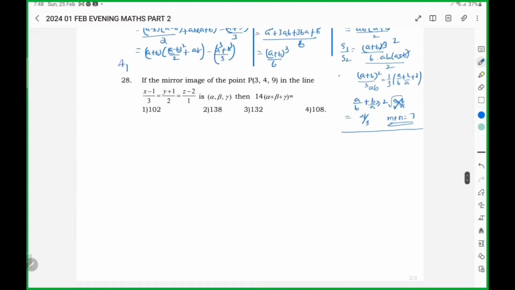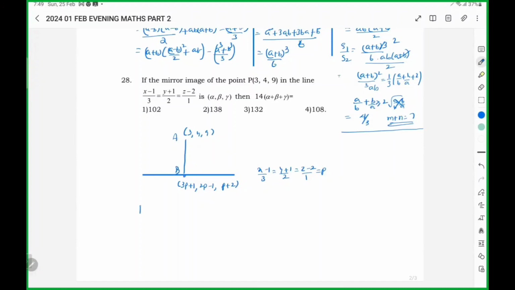Here it is the mirror image of the point 349. Here you have a line. Here is a point 349. So the line equation, so any point on the line. Now to find the image, we have to find the p-value, then we can find the image.